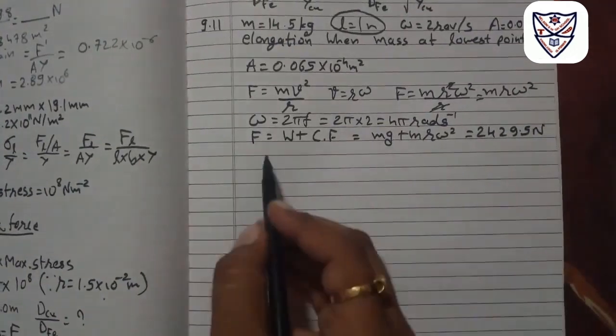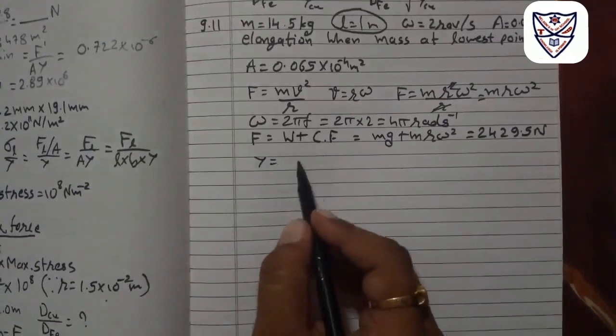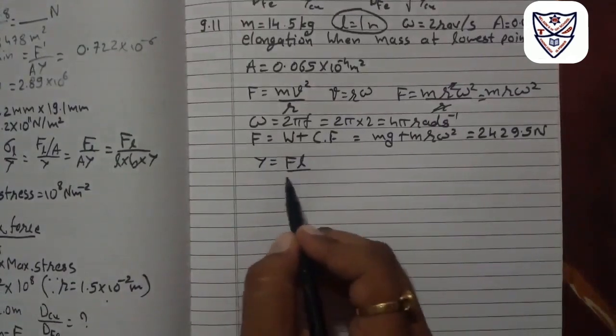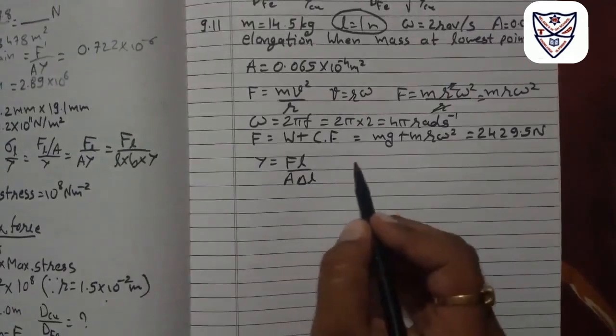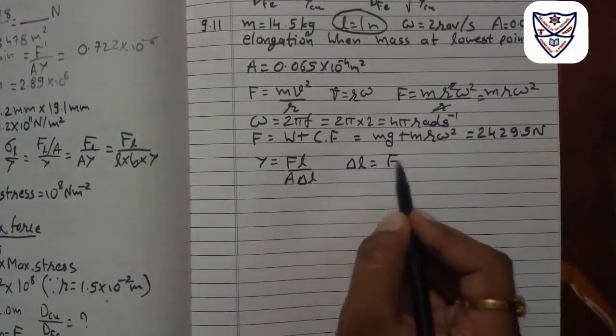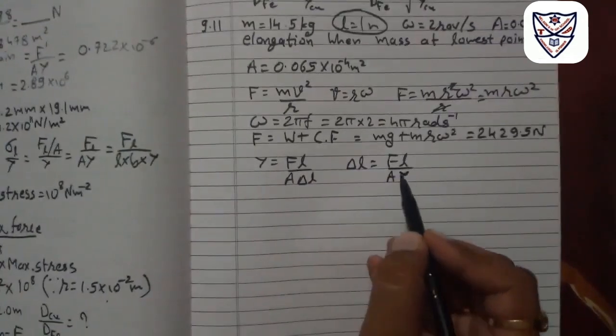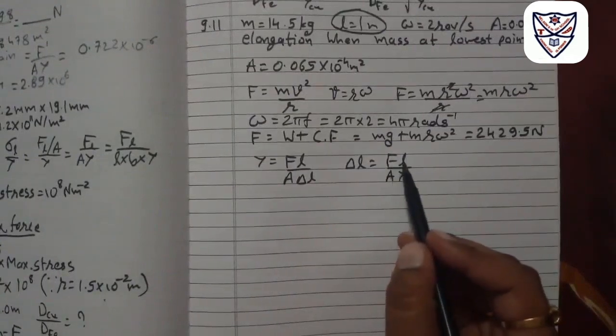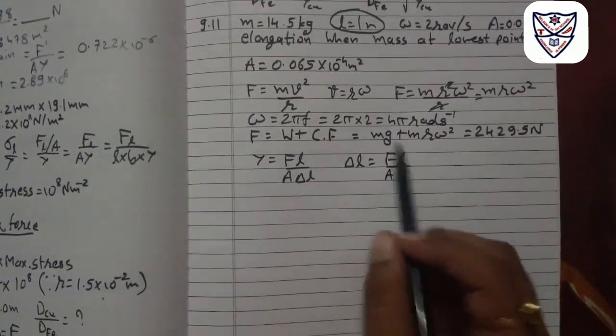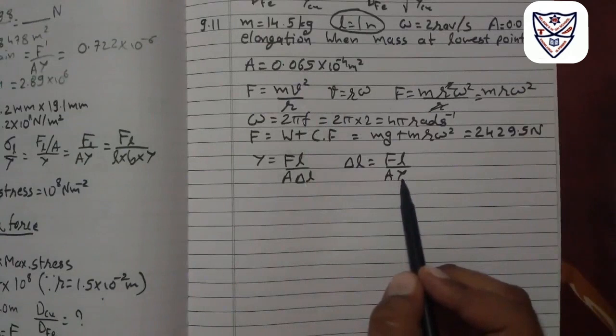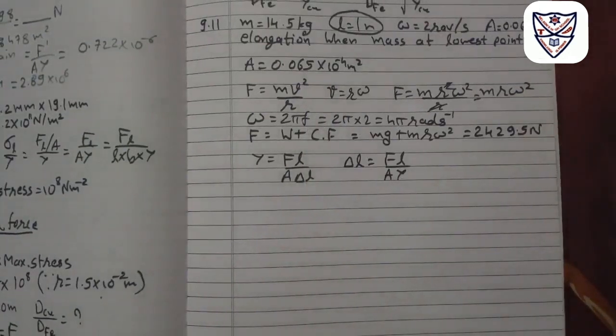Now here we have to find elongation. To find elongation, Young modulus simple formula, and it will be FL upon A delta L. So making delta L the subject, FL upon AY. Now we have force, length 1 meter, area that comes from here, and Young modulus of steel, that is 2 into 10 raised to 11. So by putting all the values, we can get elongation.